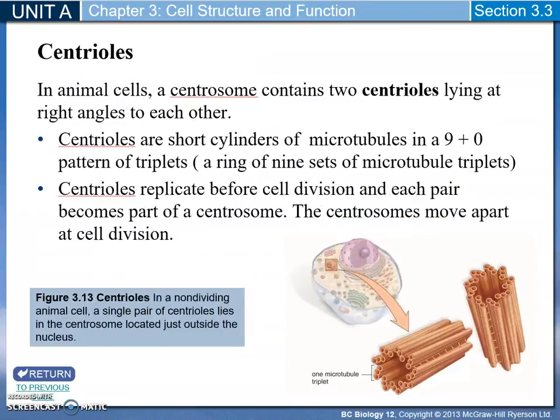Centrioles then: in animal cells, a centrosome contains two centrioles, and these are oriented at right angles to each other. The centrioles are short cylinders of microtubules in a 9+0 pattern of triplets, so a ring of 9 sets of microtubule triplets. Centrioles replicate before cell division, and each pair then becomes part of a centrosome. And the centrosomes then move apart at cell division.